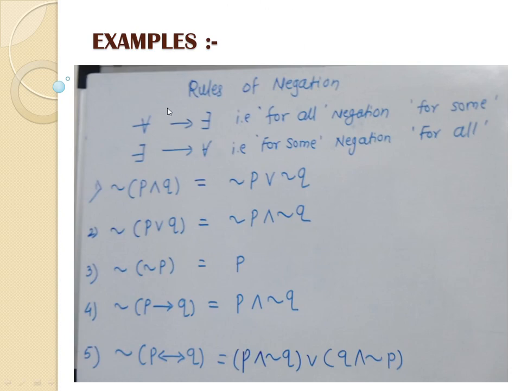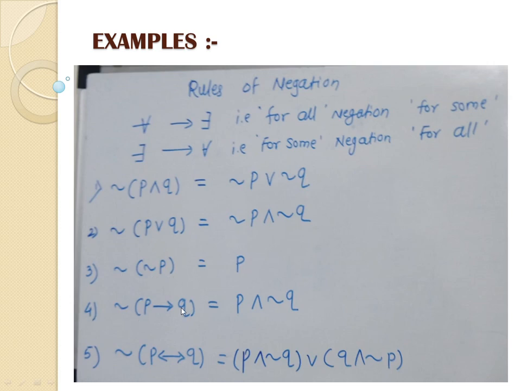Now, next topic is rules of negation. This is the symbol used for 'for all', and its negation is 'there exists'; and if 'there exists', its negation is 'for all'. First logical connective is and: negation of P and Q is equal to negation of P disjunction negation of Q. Second logical connective is disjunction: negation of P disjunction Q is equal to negation of P conjunction negation of Q. Third: negation of negation P is equal to P.